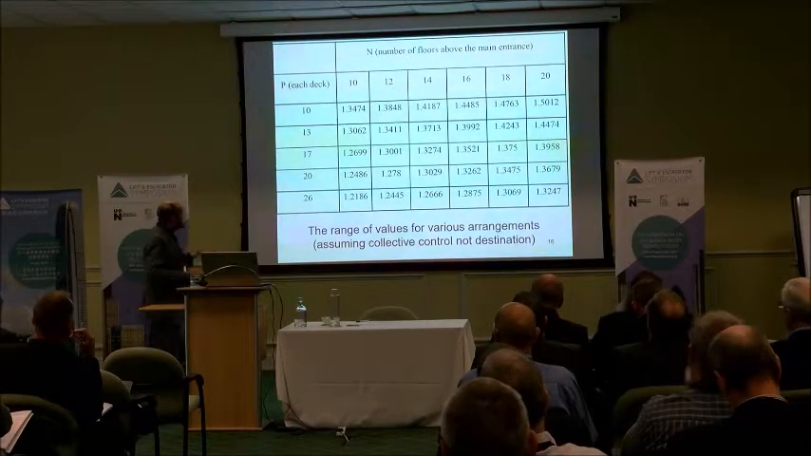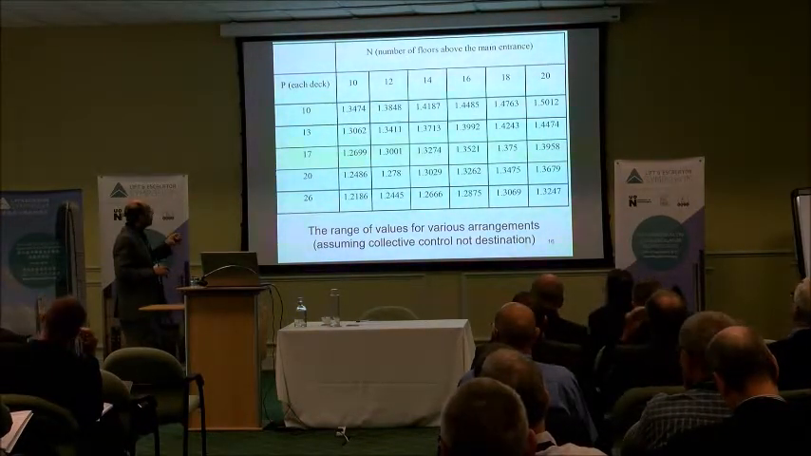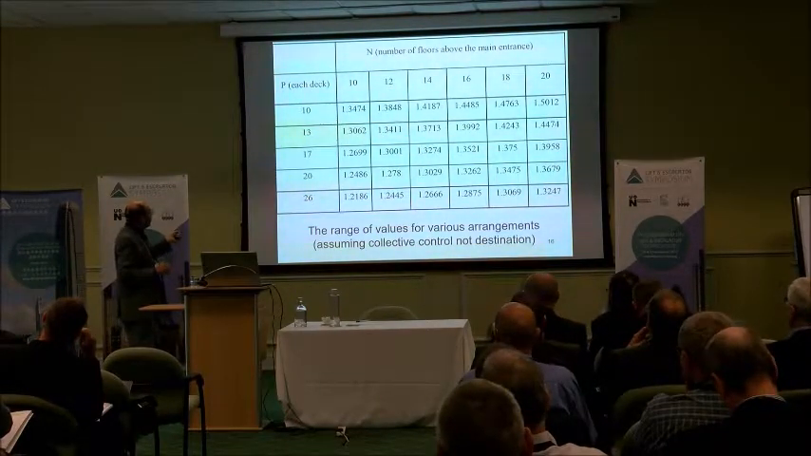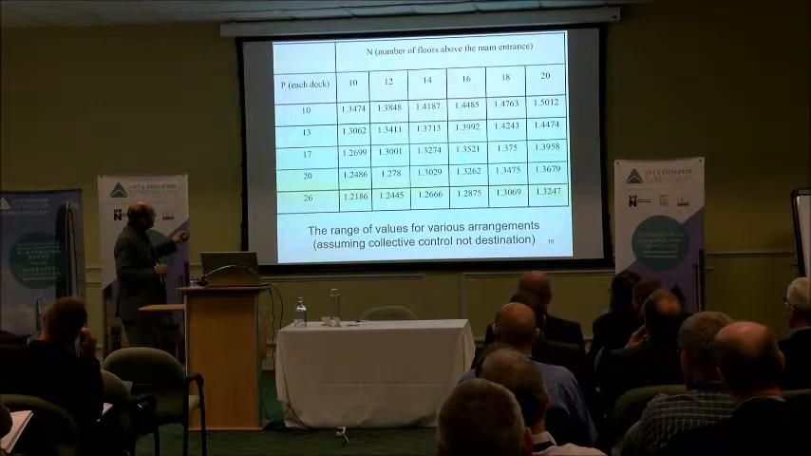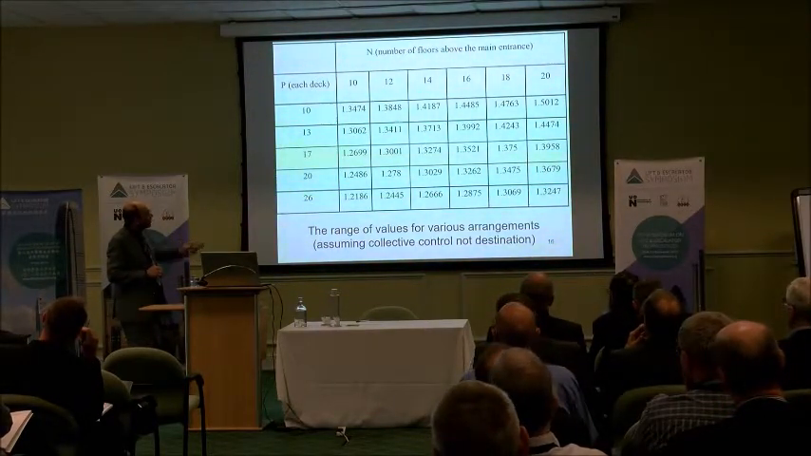So you can see here some numbers. So for P, passengers per deck from 10 to 20, that's the number of floors above ground and passengers per deck. And you see the number running somewhere between 1 and 2. And in most cases, it's around 1.4, 1.3.